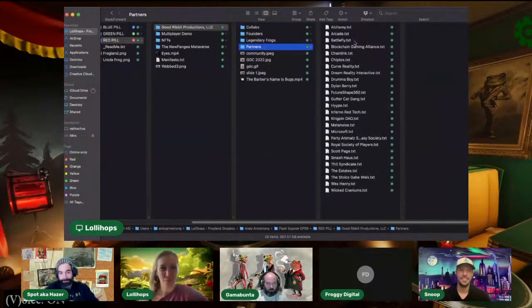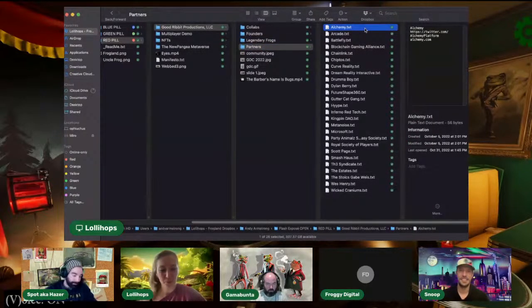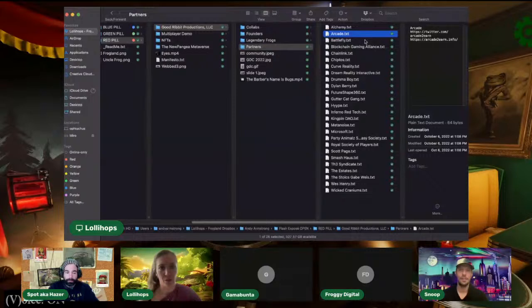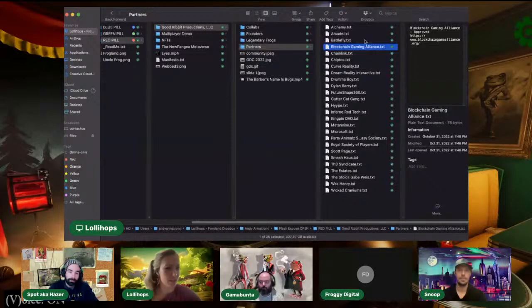And then in our partners folder, I put names. They're all just a bunch of TXT files, just names and contact information, like Twitter or websites or link trees for all of the projects that we are either working with currently or have expressed intent to work with in the future, including I think Blockchain Gaming Alliance. That's one that you set up, right, Snoop? And I don't know if we've actually announced that yet.